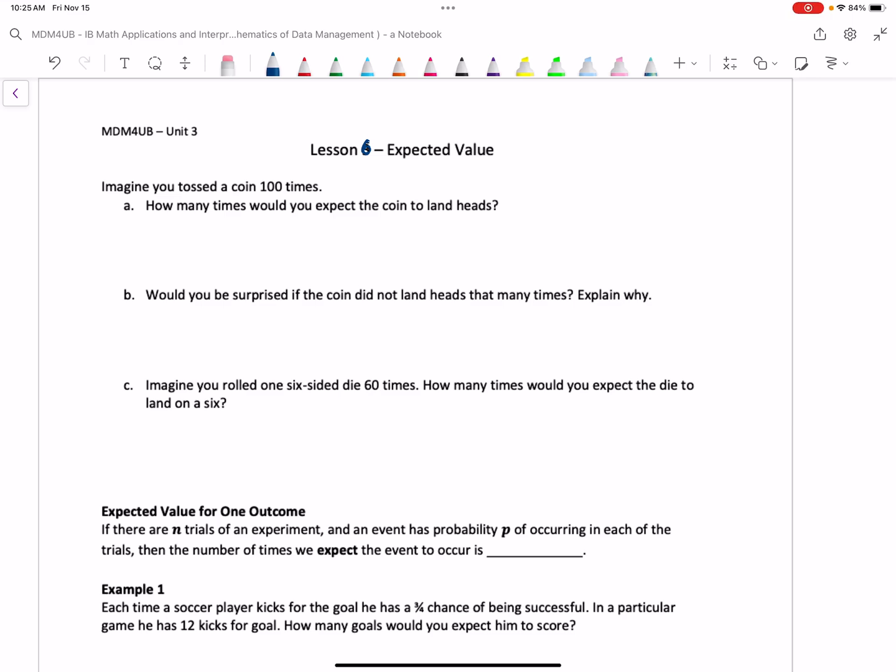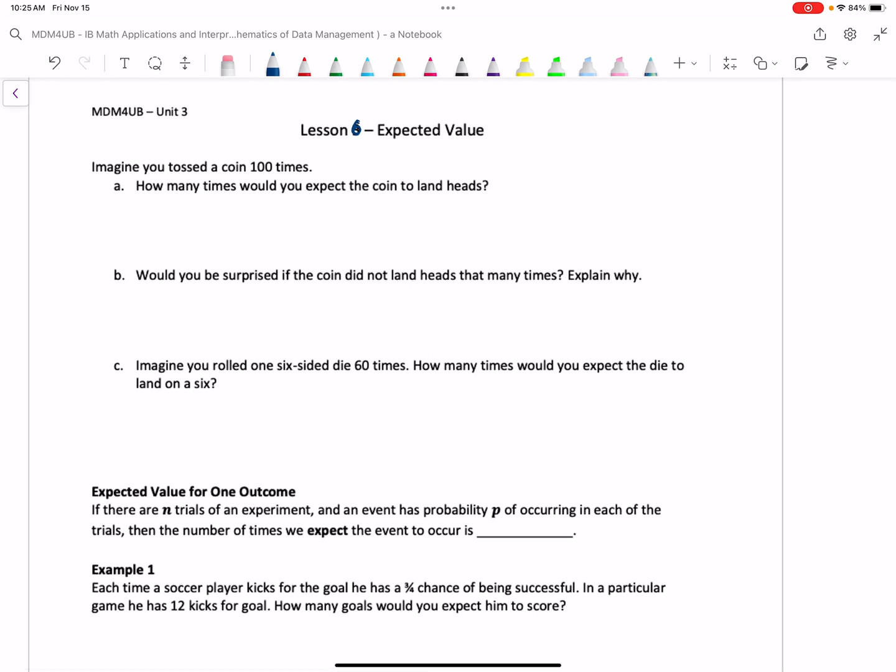This is the last lesson of our third unit, lesson 6. Today, we're going to talk about the expected value in probability situations. Let's just take a look at an example, and hopefully, some of this will seem intuitive and it'll make sense as we go through.